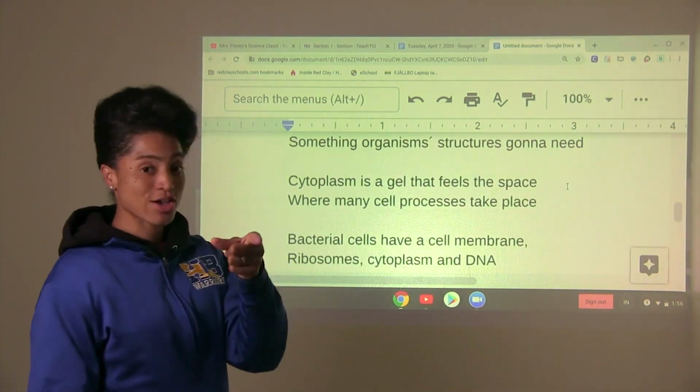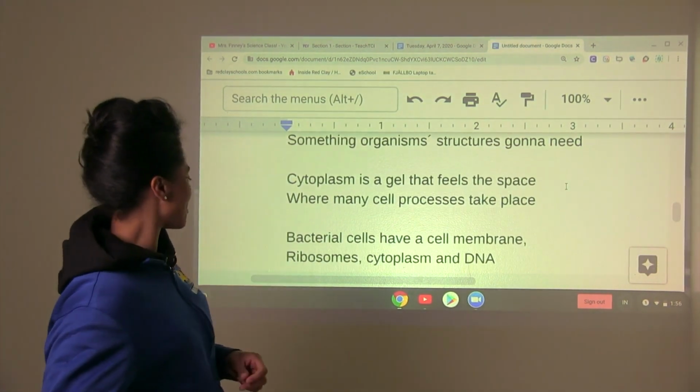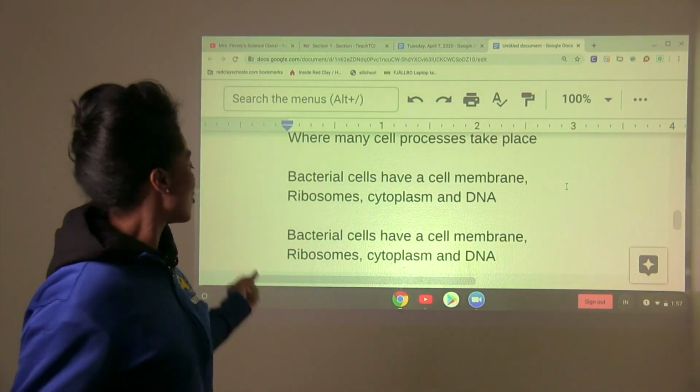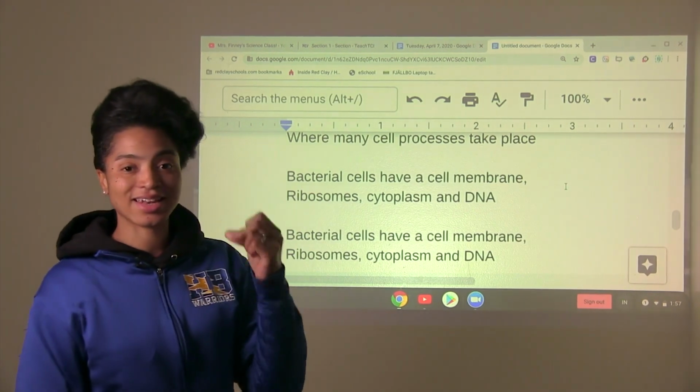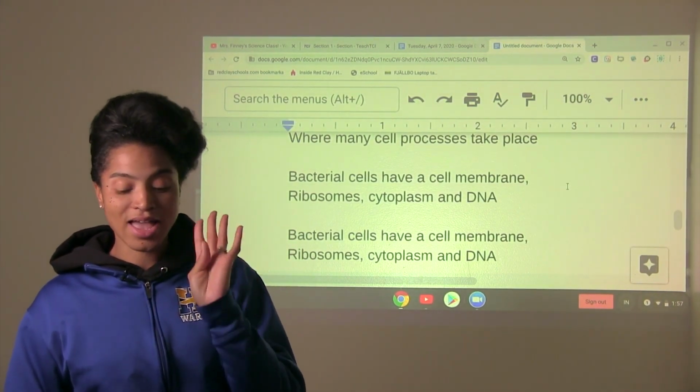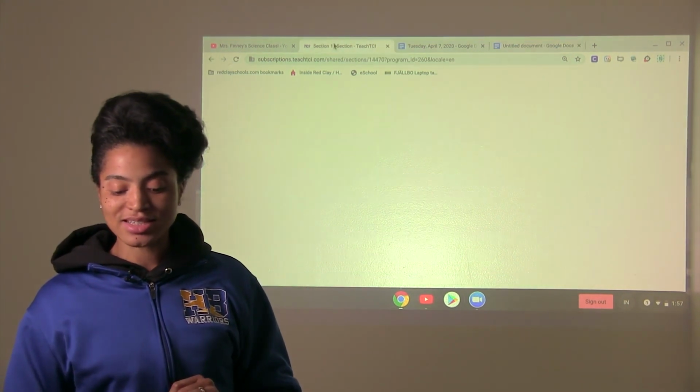Bacterial cells have a cell membrane, ribosome, cytoplasm, and DNA. So let's keep in mind those 4 parts. They are also part of animal cells. Let's look at today's lesson.